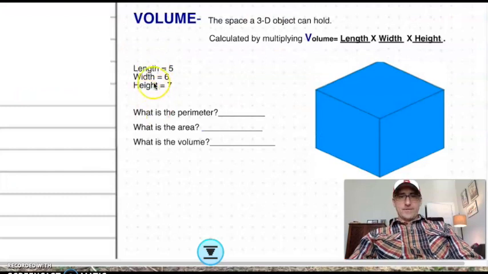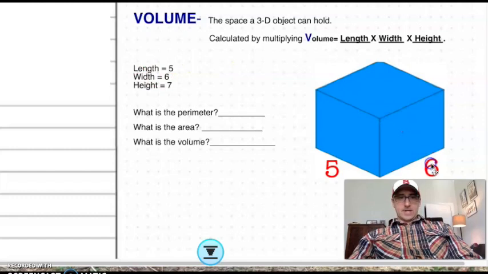We see from this information that the length of this cube is 5. The width is 6, and the height is 7. Now we remember when we multiply, the order doesn't matter, and we're going to trust that this information is correct, even though it looks like 7 is the shortest dimension.